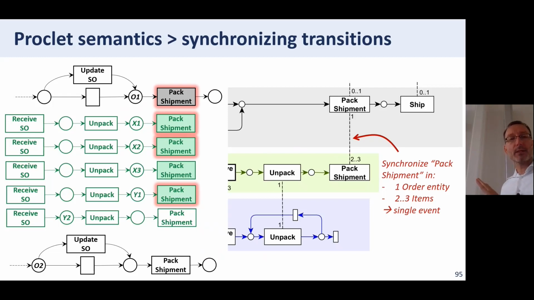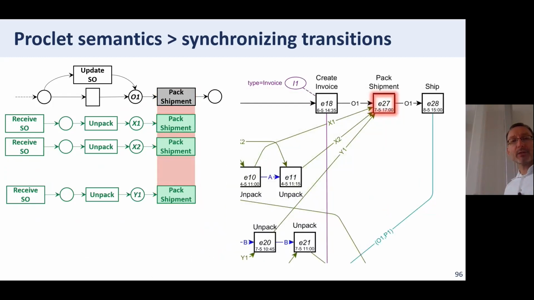But if I fire this transition, now it is. And what happens is that firing these transitions leads to one synchronized event, just as we've seen in the graph before. So the Petri net theory behind it is to do this.